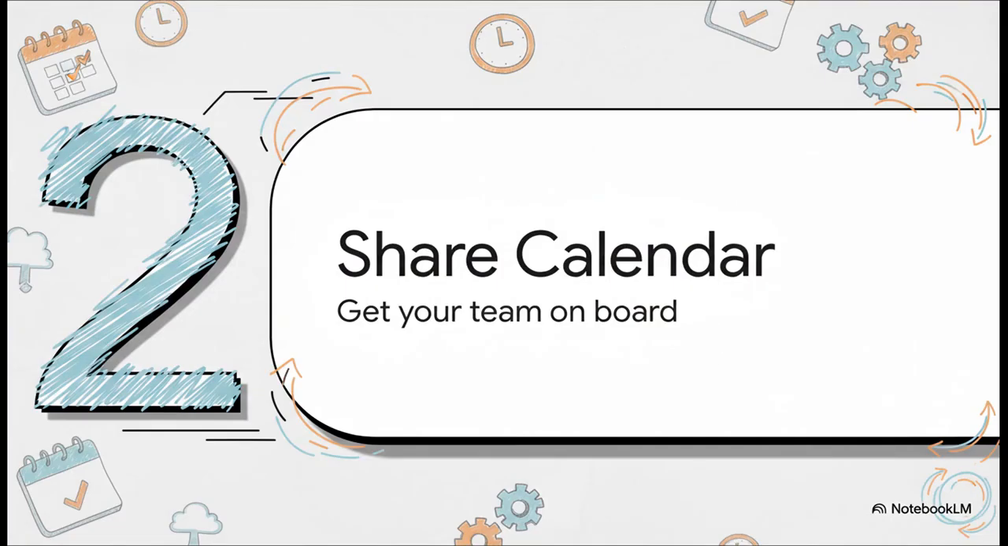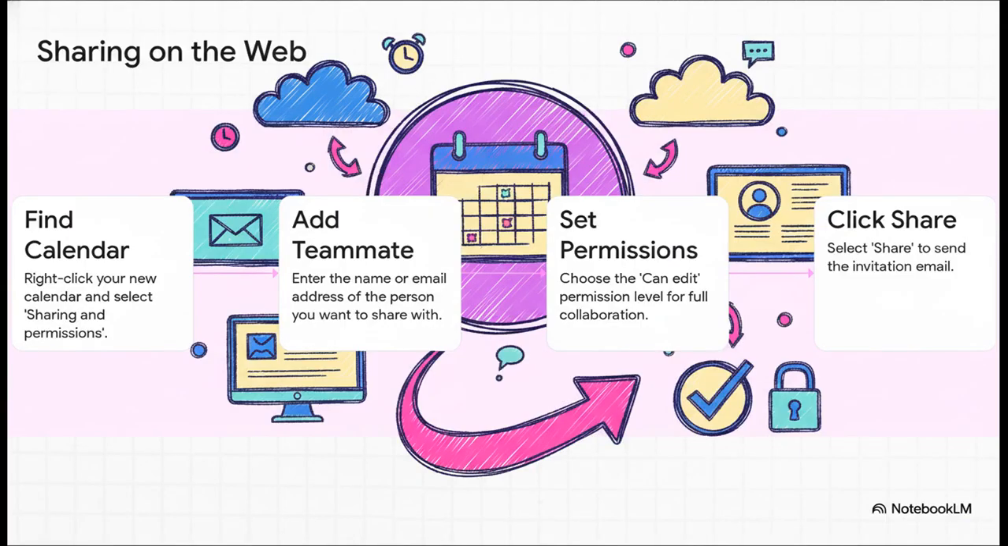Of course, a calendar by itself isn't all that helpful. The next step is absolutely crucial, getting your team in there. So let's talk sharing. Now pay close attention to step 3 here. This is the most important part. After you find your calendar and click Sharing and Permissions, you'll add your teammates. But here's the key. You have to give them can edit permissions. This is what turns it from a view-only schedule into a living, breathing document that everyone owns. It takes all the pressure off of one person, and that is a massive game changer for collaboration.